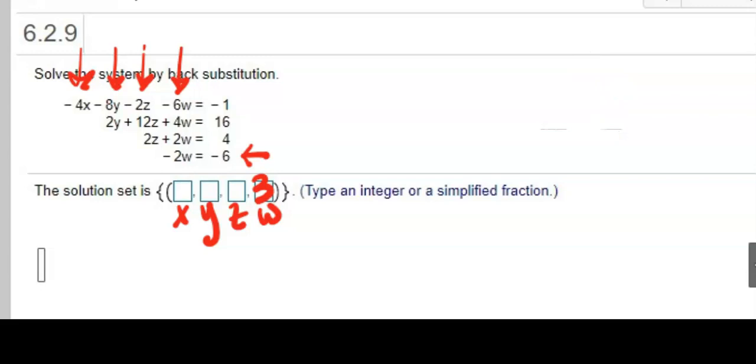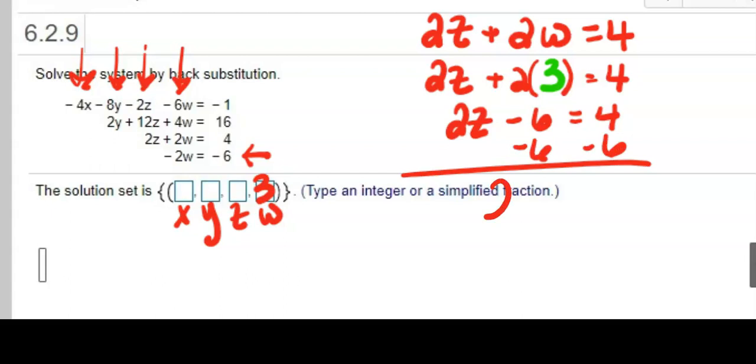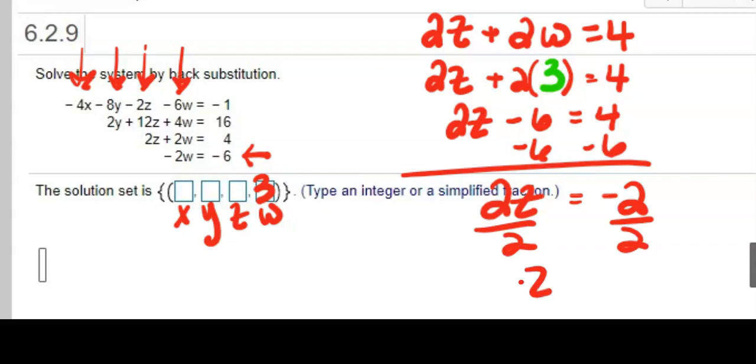All right, so the next row says, if I have 2z's plus 2w's, I should get a 4. Well, I happen to know what w is. W is 3, so I've got 2z's plus 2 times w is 4. So 2z's plus 6 is 4. Subtract 6 from both sides, and now 2z is negative 2. Divide both sides by 2, and z is negative 1. So we know that this is negative 1.